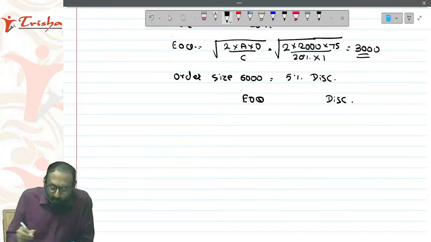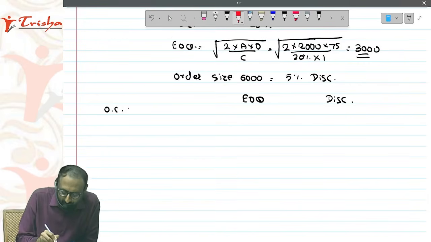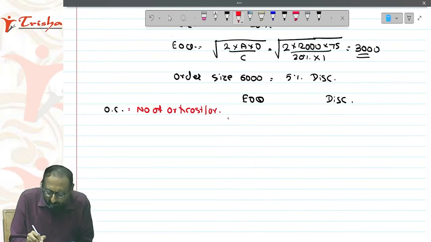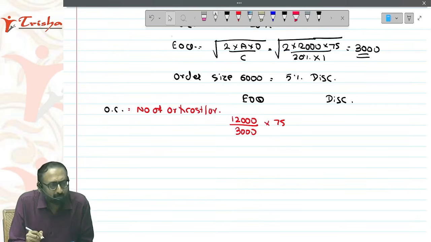Correct, Prabhu? First cost will be your ordering cost. What is the formula for ordering cost? Fast, Sarji, fast. Number of orders multiplied by cost per order. Number of orders, 12,000 is my annual requirement. What is your EOQ? Is it 3,000 multiplied by cost per order? Sir, cost per order is 75, correct?